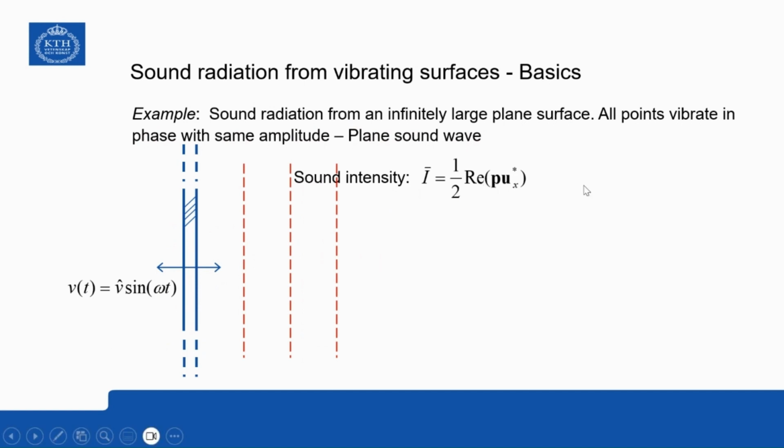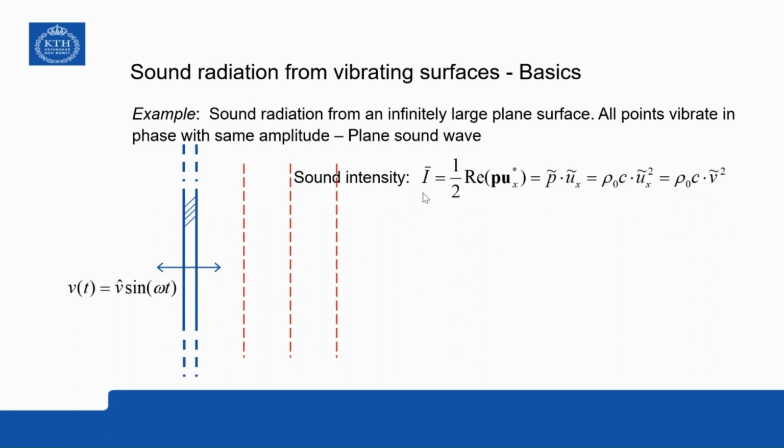Now, if we want to transform this to the wall vibration properties, then we have to use the boundary conditions, and we can find this expression here. So first of all, we have to take the specific acoustic impedance of the medium outside the wall, rho C, and then we multiply with the normal component of the wall surface vibration velocity. And we should, of course, take the root mean square of it. So this will give us the time average of the radiated sound intensity.